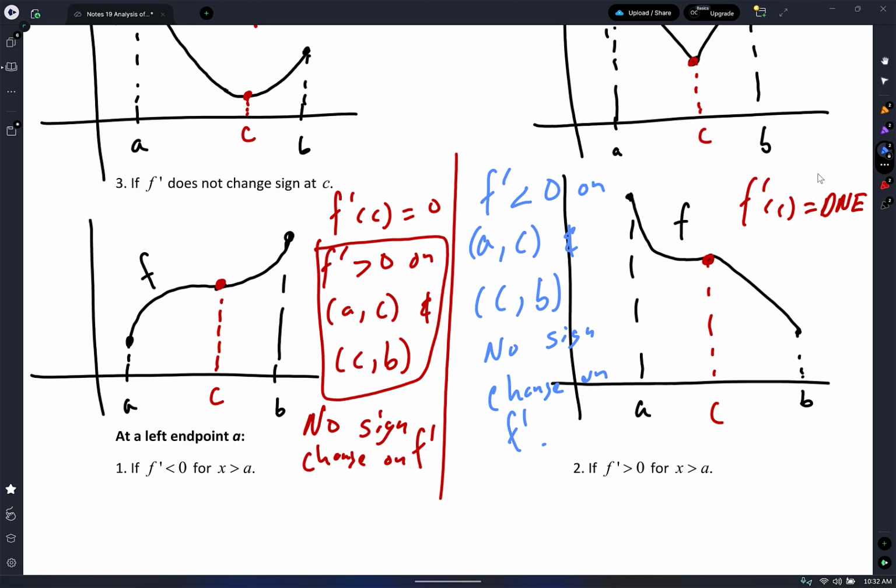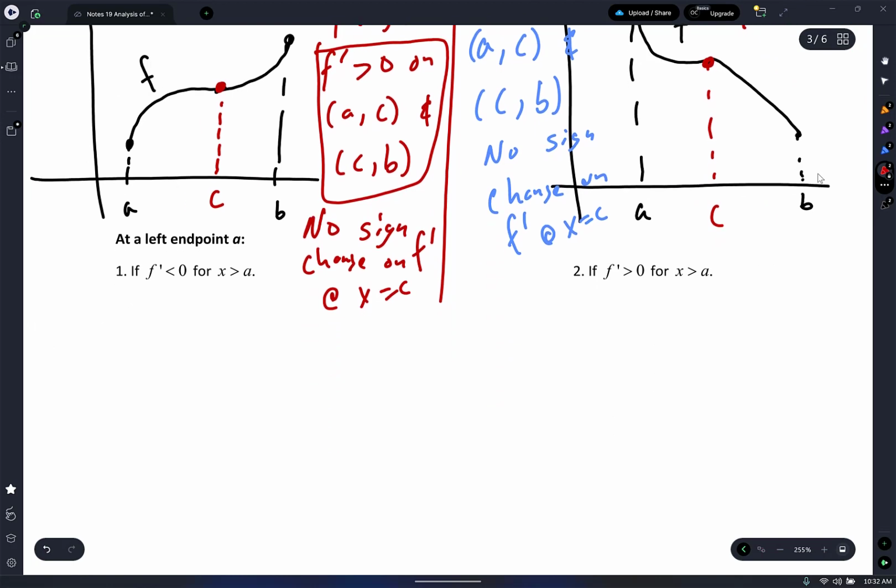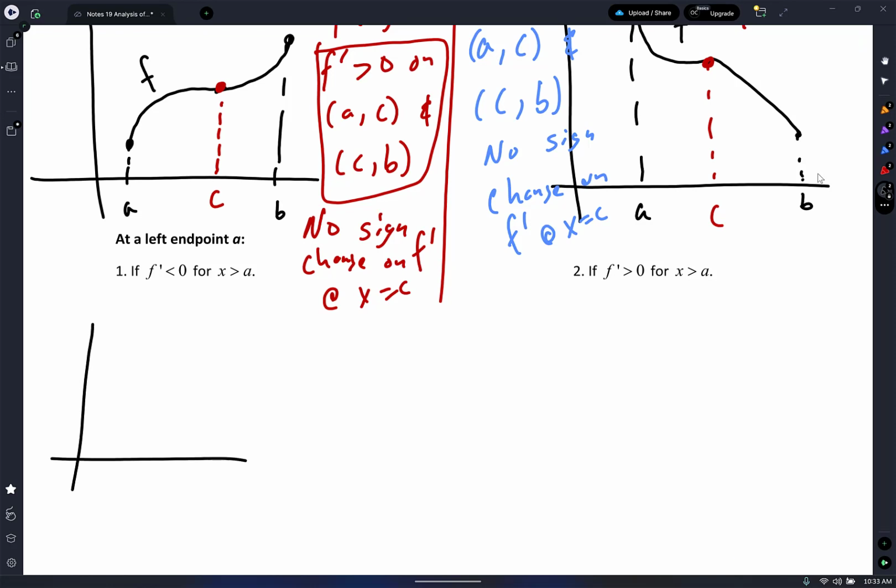How do we feel? Nothing crazy, right? It needs to change signs at X equals C. And I guess I should be specific: at X equals C. Same thing with the other one, at X equals C. Nothing crazy, guys? Okay. And then here's where we talk about the left endpoint, assuming that you're continuous. Here's the grid, and I'm going to call this point A. Notice it says if F prime is less than 0. So here's A, and then here's B. I want you to notice that A is a max. See?